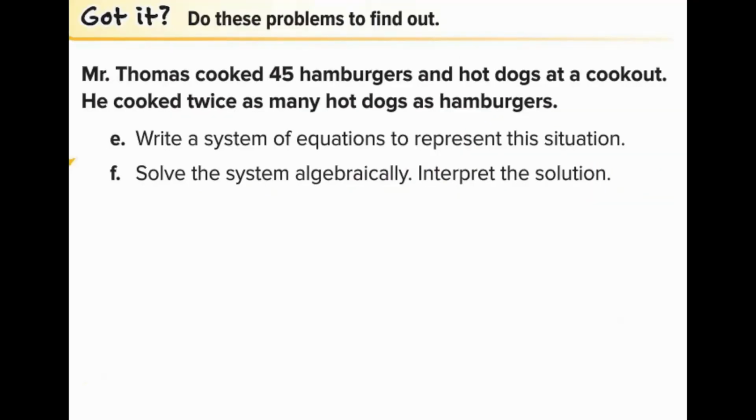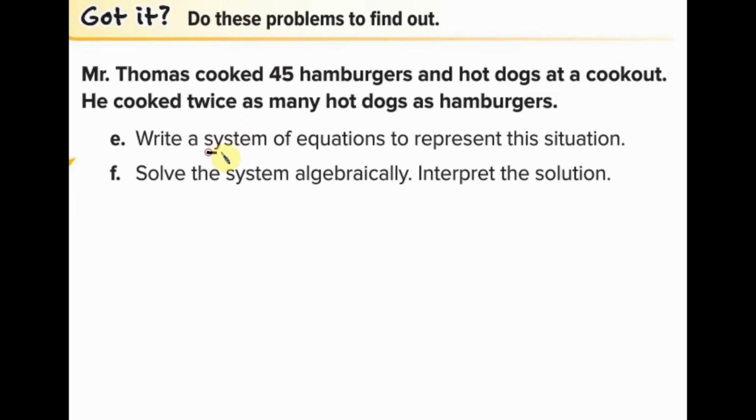The last problem in here, Mr. Thomas cooked 45 hamburgers and hot dogs at a cookout. He cooked twice as many hot dogs as hamburgers. Part E, write a system of equations to represent this situation. And part F, solve the system algebraically and interpret the solution.